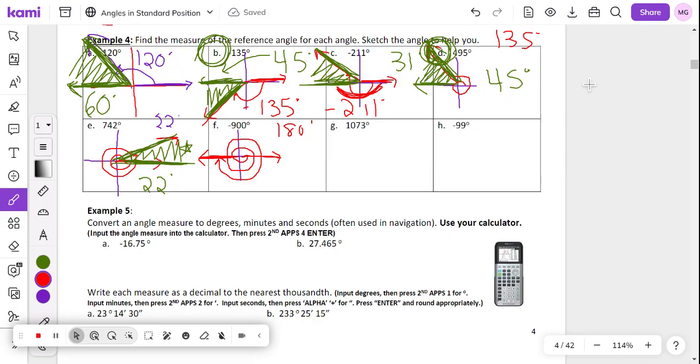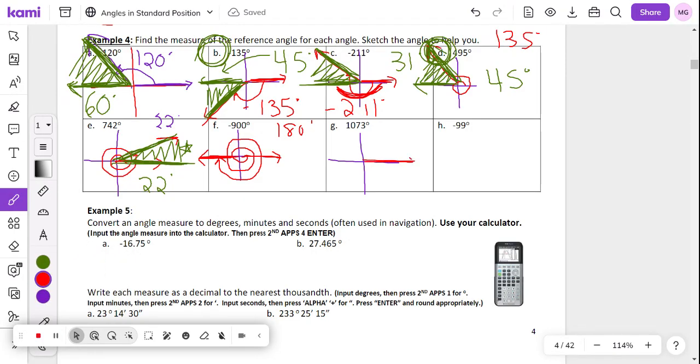So on G, I'm asking you for the reference angle for a 1073-degree angle. So again, we're going to think about how many rotations we would need to draw this. So 2 full rotations and then 353 degrees after that. Again, what I did in calculations, I subtracted 720 degrees. So it tells me 2 full rotations. When I subtracted 720 degrees, I was left with 353 degrees. So that tells me where to sketch this.